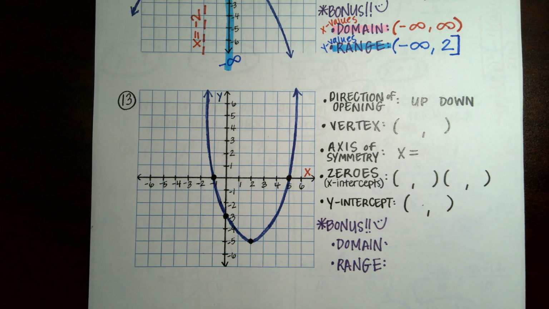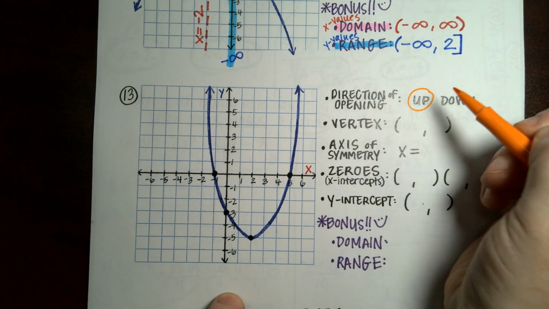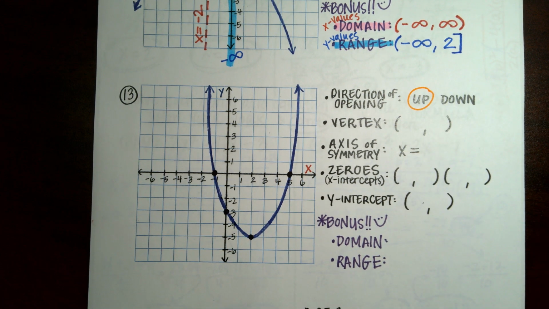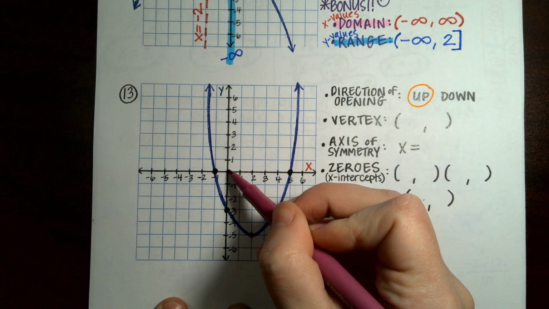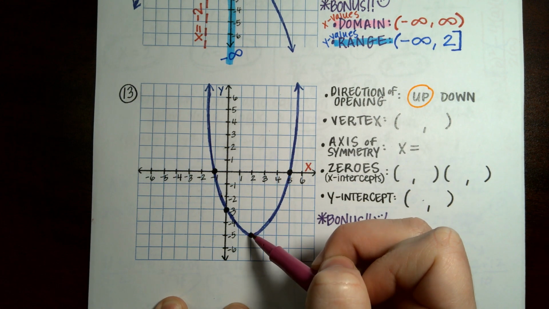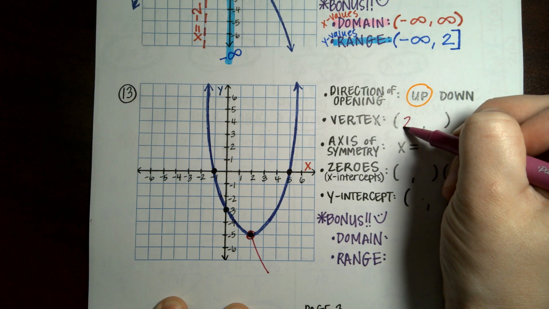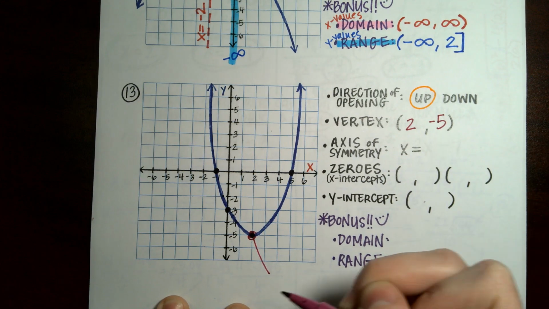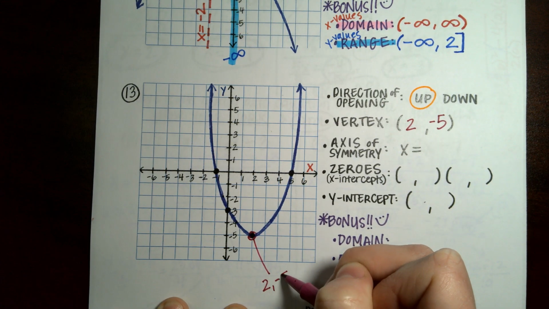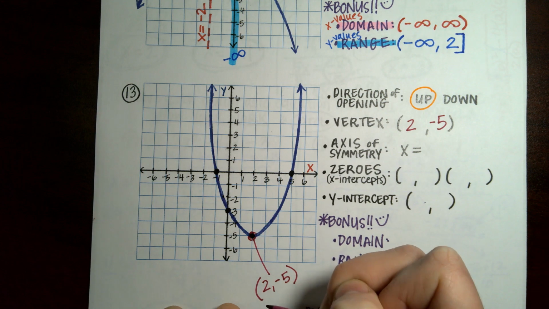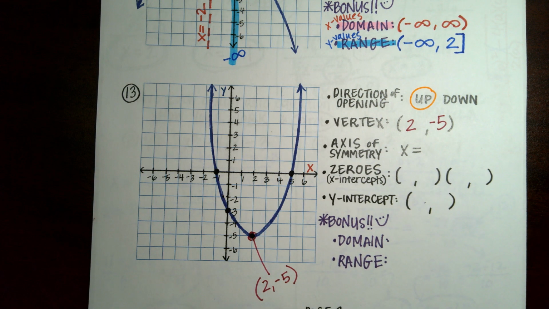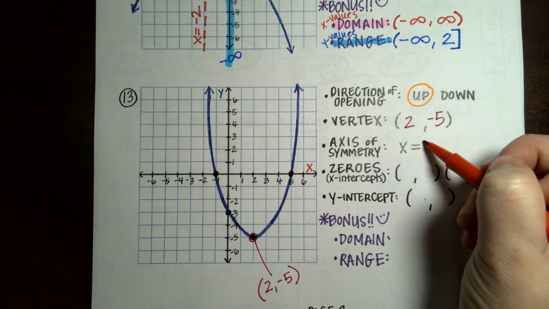13. Which way is it opening? Up. Good. Where is my vertex? 2, -5. So what does that make my axis of symmetry? 2. Good.